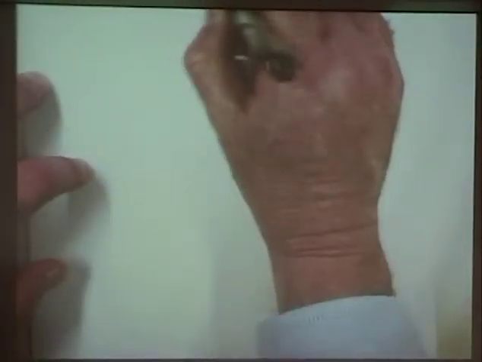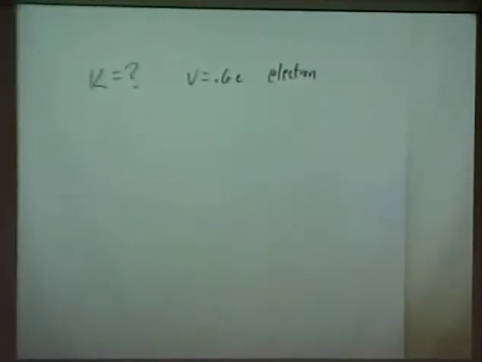That's right. So it says, hey, what's K if v equals 0.6 c for an electron? It's a mystery problem. There you go. We've got it out of its black hole, which we'll talk about here in a minute. Now, here's what that would look like.